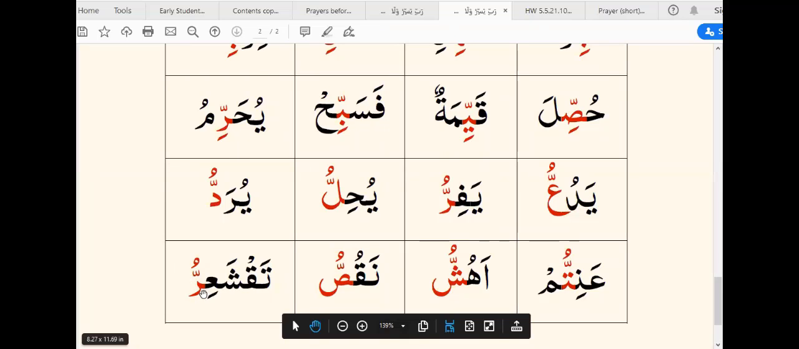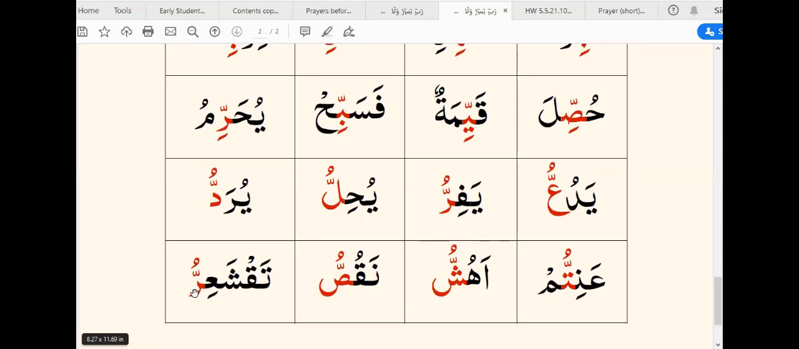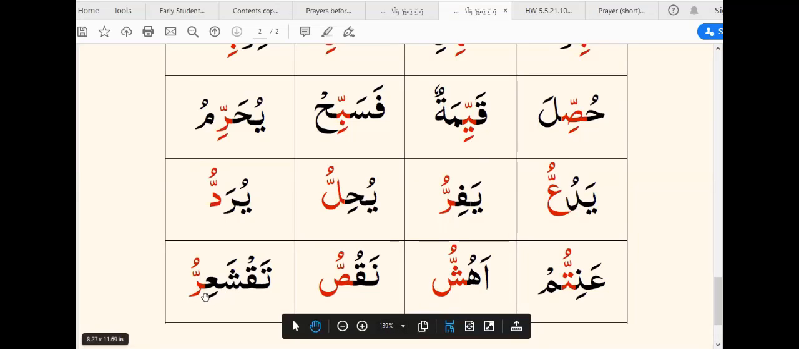Ir. Ru. Sha'ir. Ru. Taq. Sha'ir. Ru. Taq. Sha'ir. Ru.